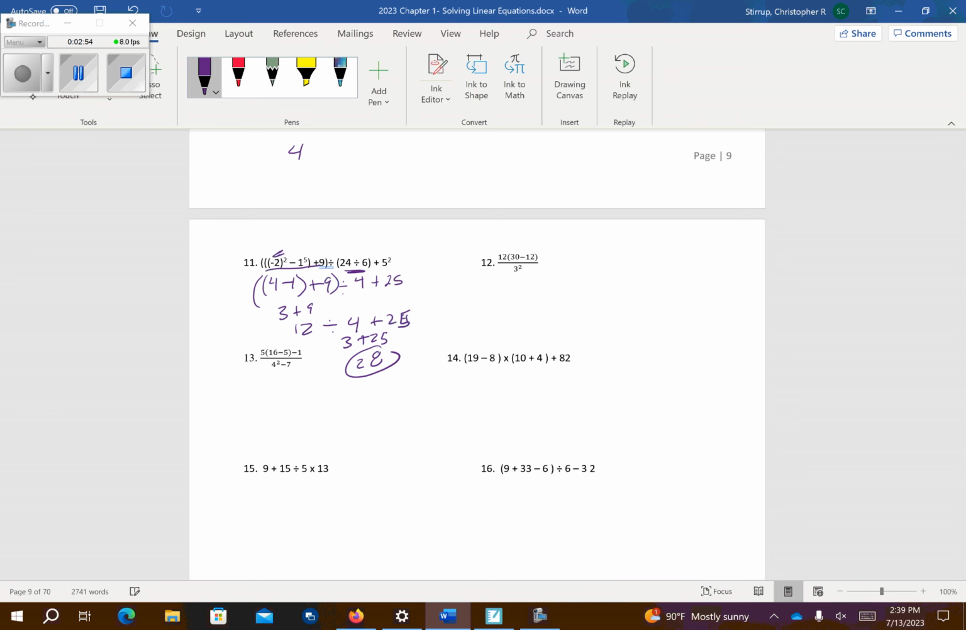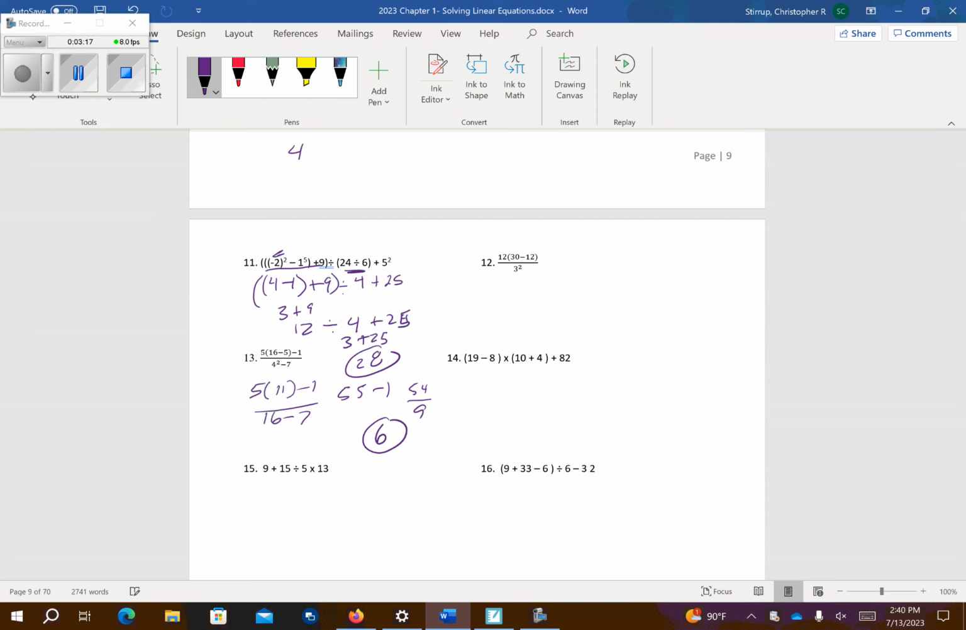Then I'm going to go 6 minus 15 first. That's going to give me 11. And then 4 squared is 16, and that's minus 7. So 5 times 11 is 55. 55 minus 1 is 54. And then 16 minus 7 is going to give me 9. 54 over 9 becomes 6.